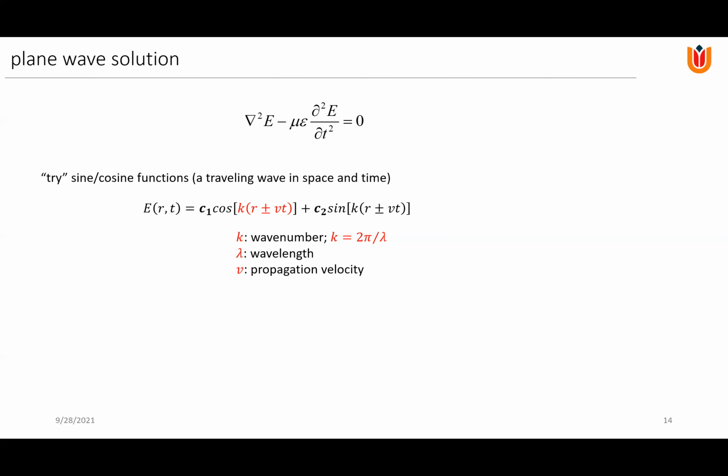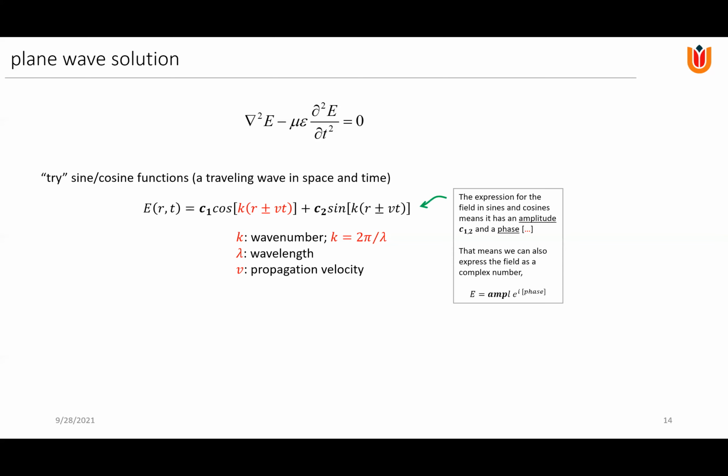The simple way to try to solve these kinds of equations is to try something that is harmonic. So try sine and cosine functions, which would represent a traveling wave in space and in time. So you could write something like a vector C1 times a cosine plus another vector C2 times the sine, with the arguments as given there. K is the wave number, which we can count as 2 pi over lambda, the wavelength. And a propagation velocity v in this case.